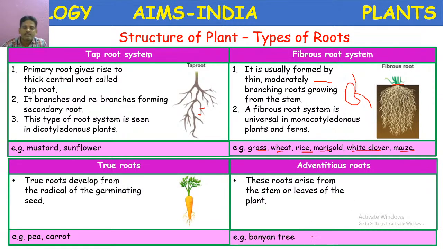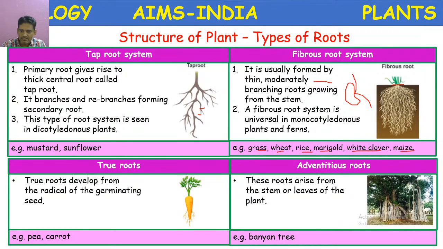For example, stilt roots, the banyan tree. If you take prop roots, these are developing from the stem. So such roots are called prop roots. So the banyan tree root system is an example of adventitious roots.